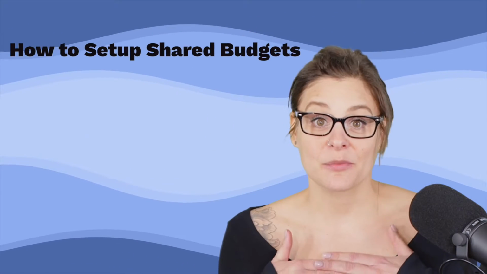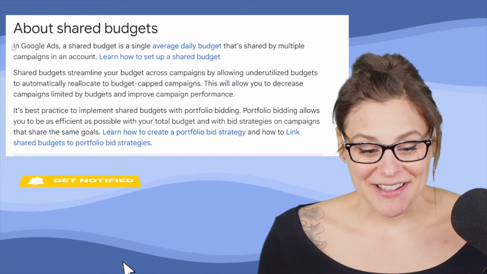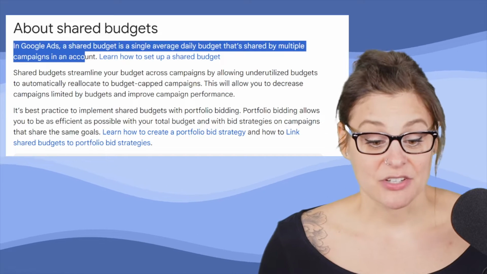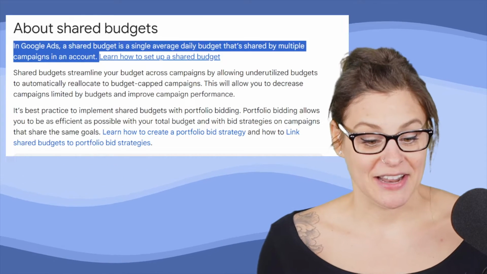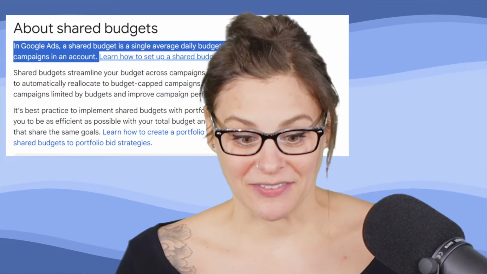We are going to go through how to set up shared budgets in Google Ads. It's a pretty simple thing, but they can be a lifesaver. So just a real quick note about shared budgets, what they are. According to Google Ads themselves, a shared budget is a single average daily budget that is shared by multiple campaigns in an account. Pretty self-explanatory, but it can really help you manage spend a little bit easier.